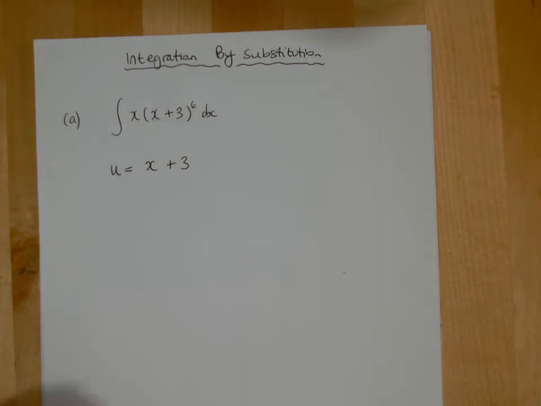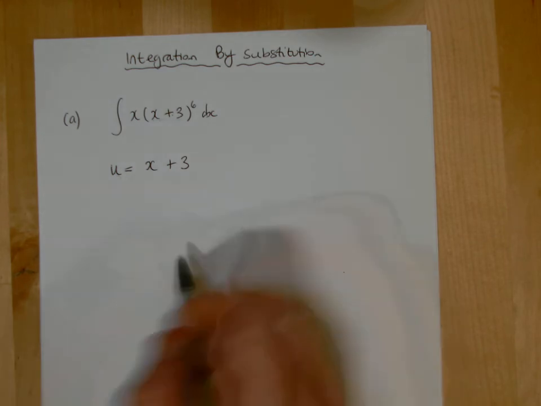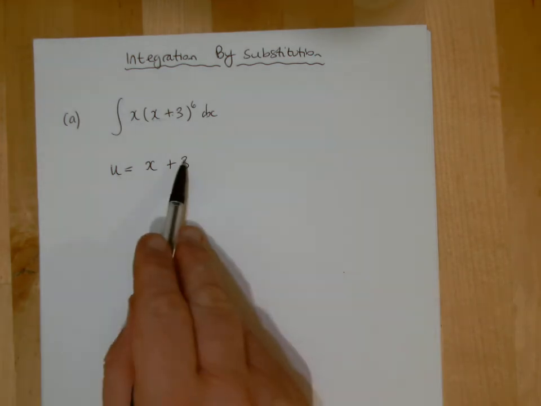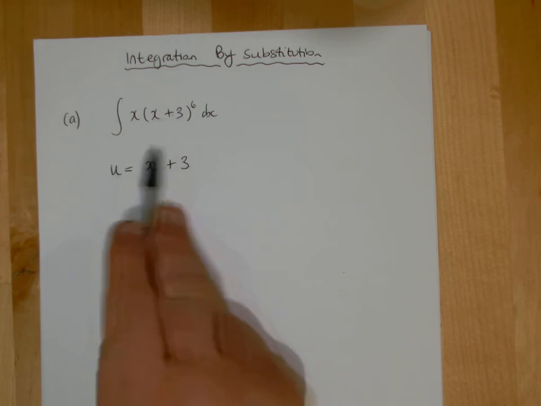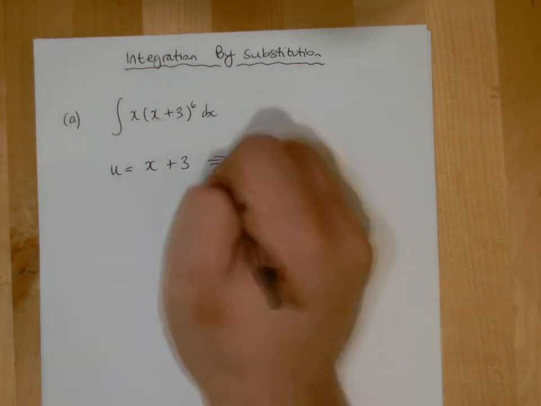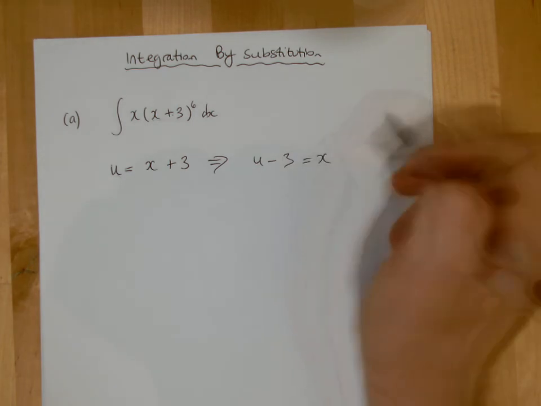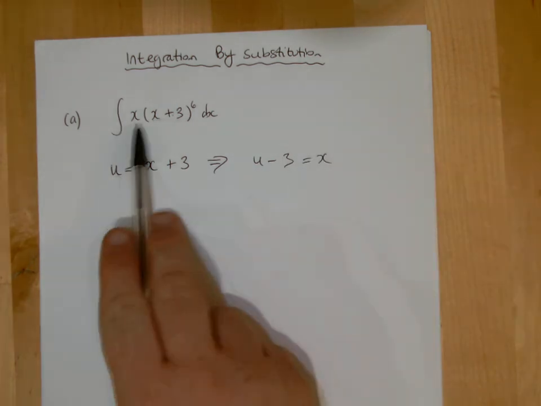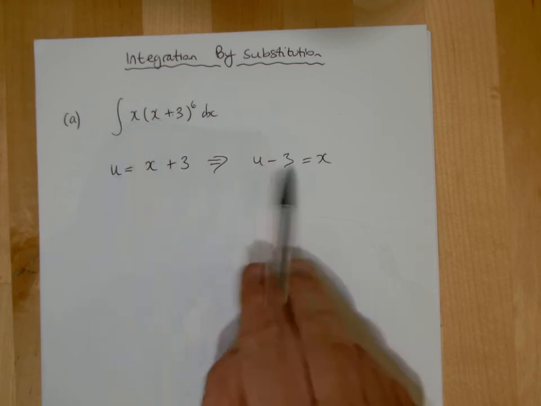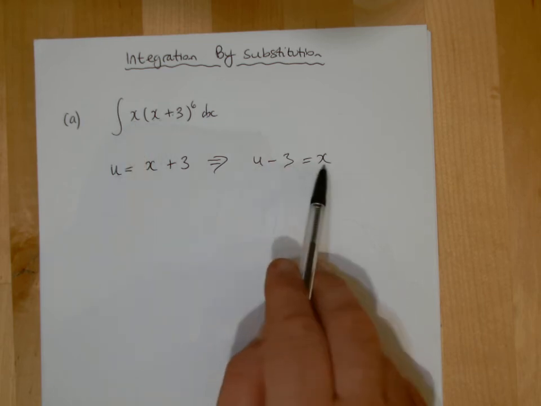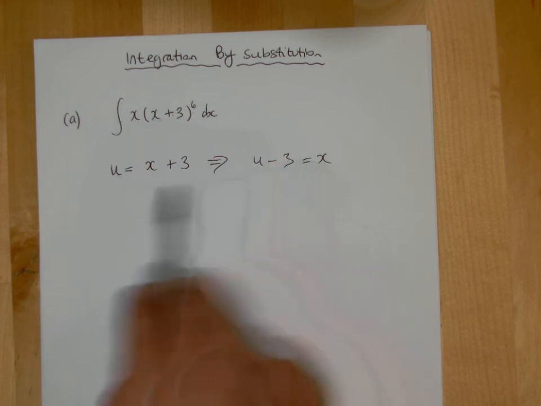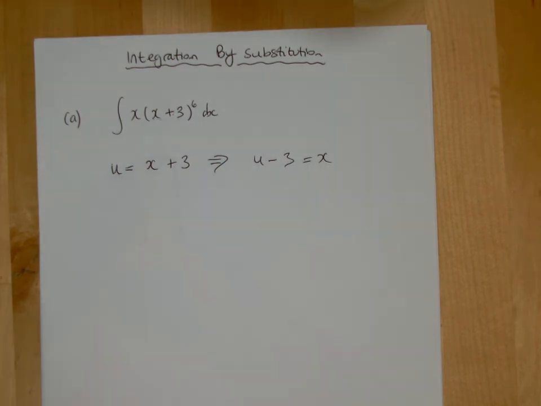What you can do is look at this and think, well, I can work out what x is, because all I've got to do is take that 3 over to the side, and I'd have u minus 3 will equal x. So now I know what x is. I can replace x with u minus 3, because that's what x is equal to according to the definition I used here. I just had to do a simple rearrangement.